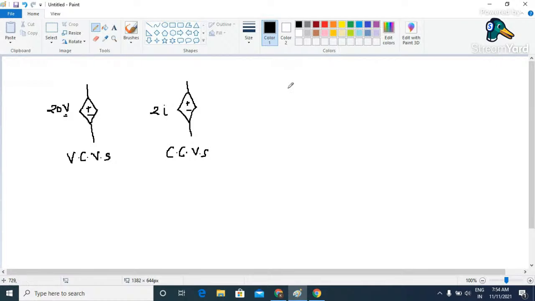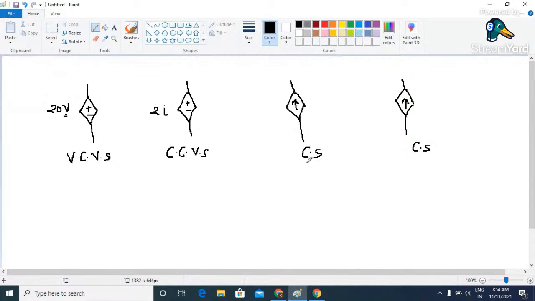Because the magnitude of this voltage source is decided by current, that's why it is called a current controlled voltage source. In the same way, if you have a current source that is dependent, we must take a diamond shaped structure indicated by a symbol. So this is nothing but your current source. Again here we have a diamond shaped structure followed by an arrow. So this is a current source.